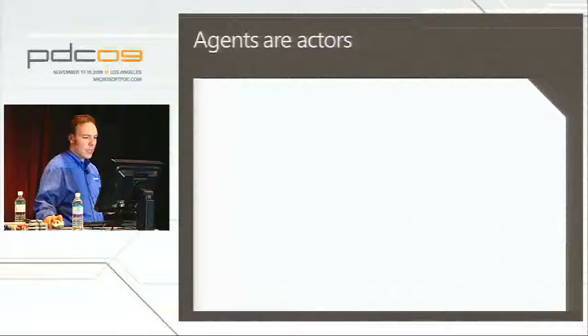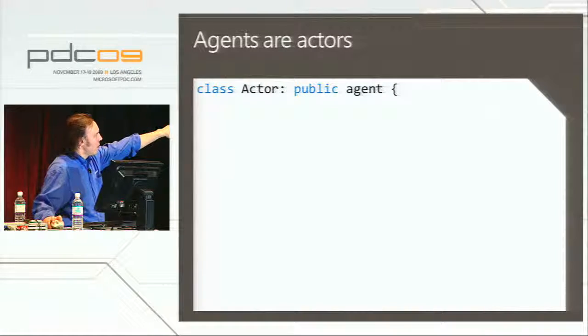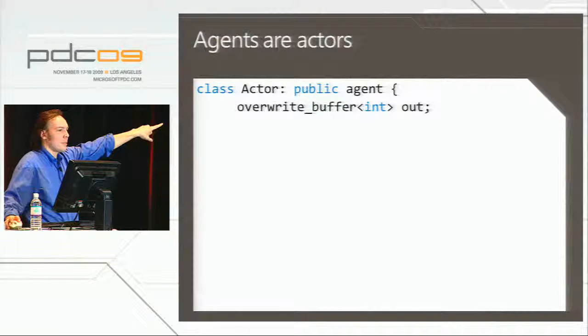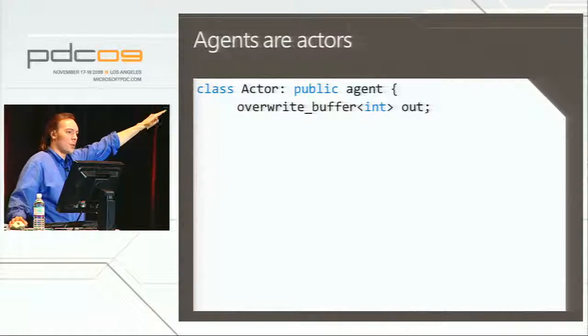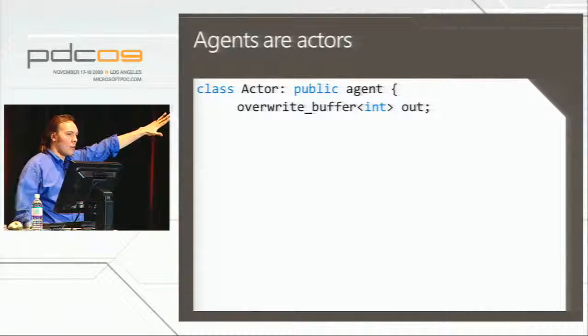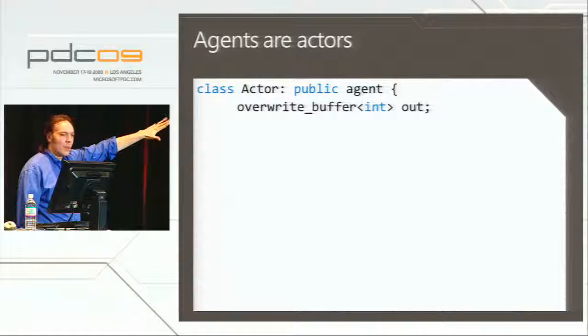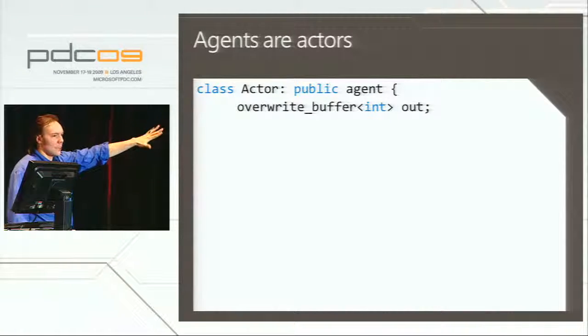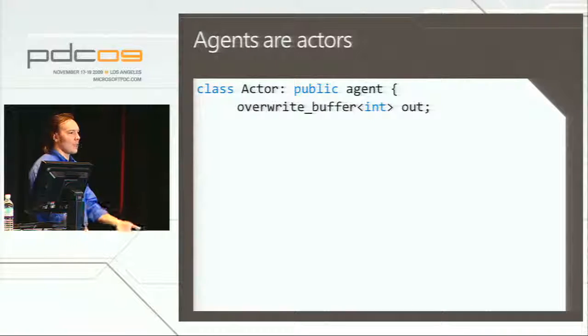So it looks like this in code. So I create an actor, I derive it from agent. I might have an overwrite buffer of integers. So I showed you transform and call an unbounded buffer. Overwrite buffer will store a single value and always provide a copy of that value of whatever type that you use. The other type I haven't shown is single assignment, which you can write to once, and then it will forever produce that copy.